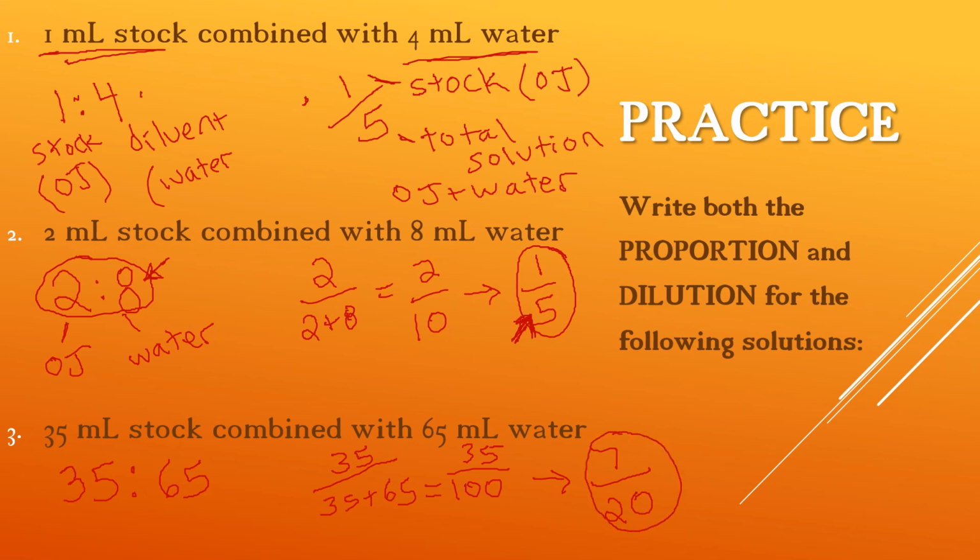Now don't get these mixed up. If it's in a fraction form, it's a dilution, and the bottom number has to be the total amount. If it is the form with a colon in it, that's called a proportion, and the end number is only the amount of the water.